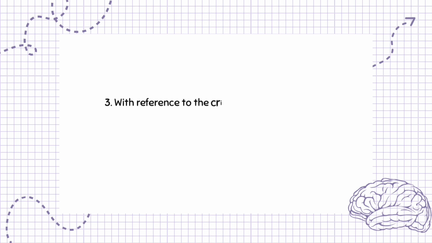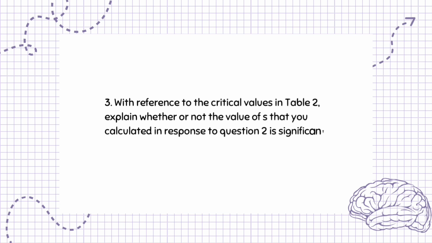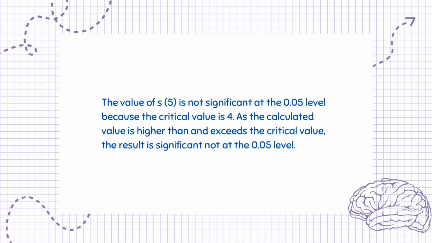Question 3. With reference to the critical values in Table 2, explain whether or not the value of S that you calculated in response to Question 2 is significant at the 0.05 level for a 2-tailed test. 2 marks. The value of S, 5, is not significant at the 0.05 level because the critical value is 4. As the calculated value is higher than and exceeds the critical value, the result is not significant at the 0.05 level.